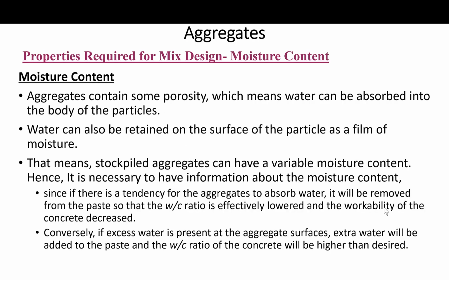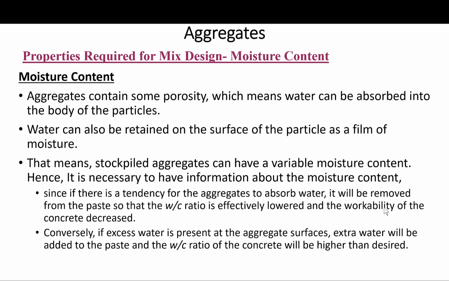So, let's continue with the properties of the aggregates required for mixed proportion. The third property is the moisture content. Okay, since aggregates contain some porosity, water can be absorbed into the body of the particles. And also, water can be retained on the surface of the particle as a film of moisture. That means stockpiled aggregates can have a variable moisture content.